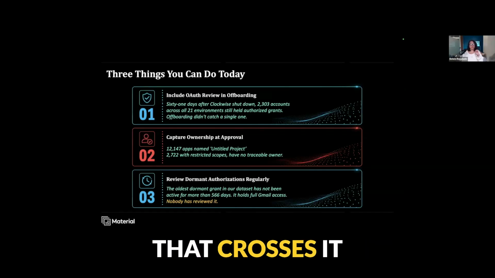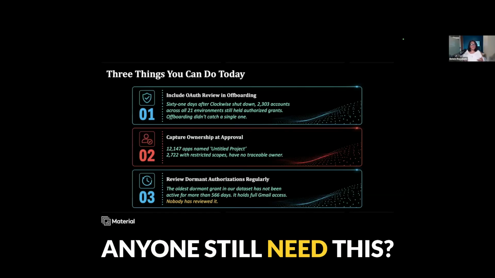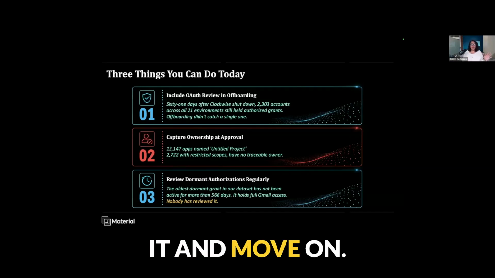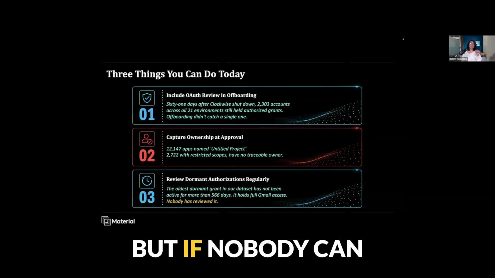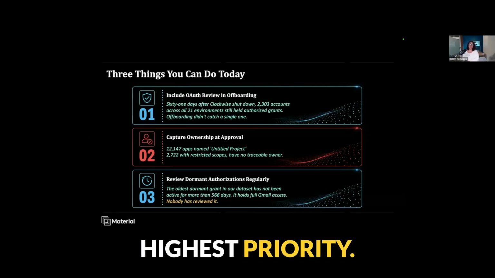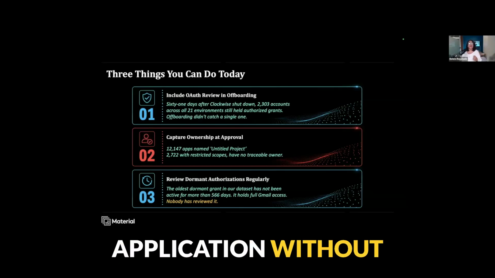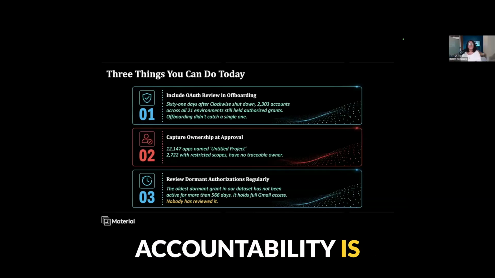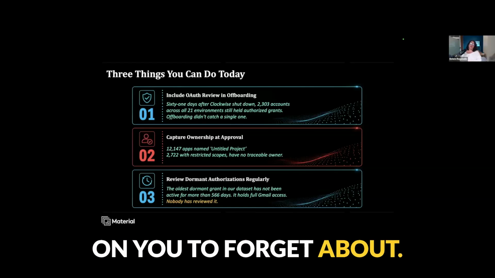Any application that crosses it should trigger one question. Does anyone still need this? If the answer is yes, document it and move on. If the answer is no, revoke it. But if nobody can answer the question, then that's your highest priority. Because an application without an owner is an application without accountability. An application without accountability is exactly the kind of trust decision an attacker is counting on you to forget about.